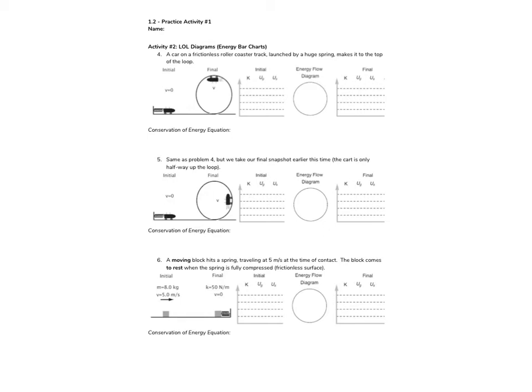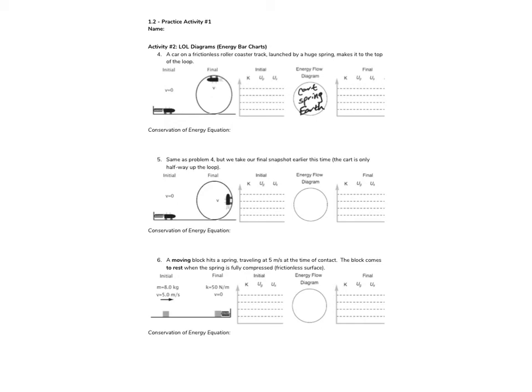So, first things first, remember the O portion of our LOL diagram is where we document which objects we have in our system. So if you take a look here, what do we have? We have the track, we have the spring, we have the cart. Okay, so what I'm going to write for our objects is cart, spring, and we always include the earth. So there's the objects in our system.